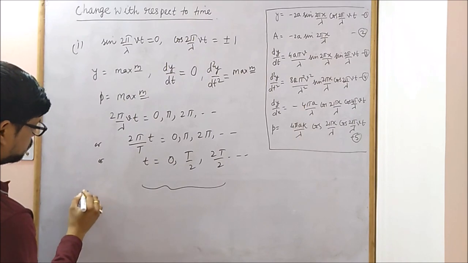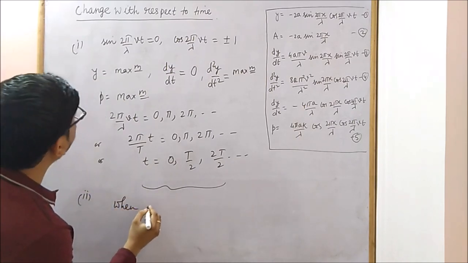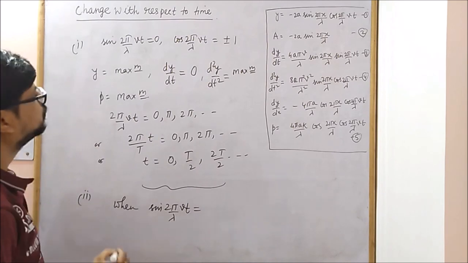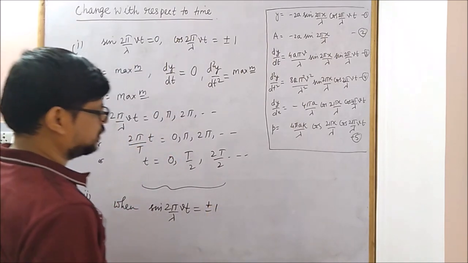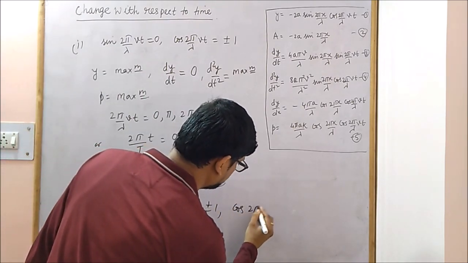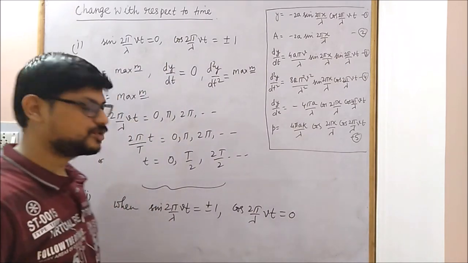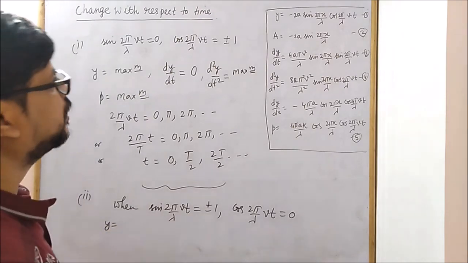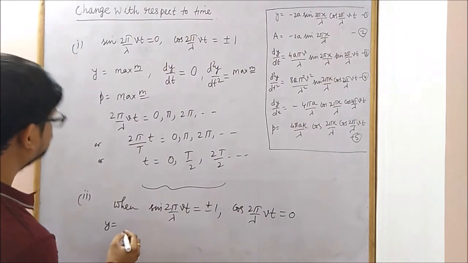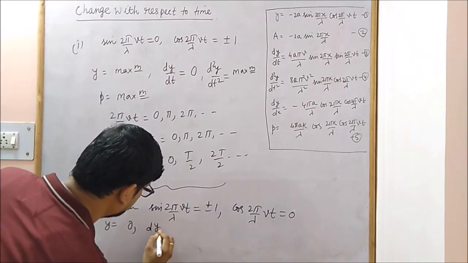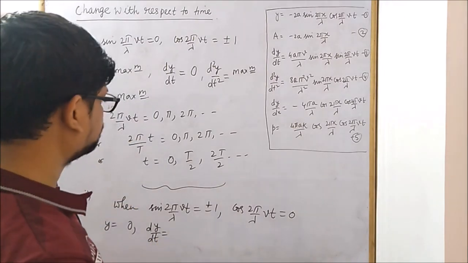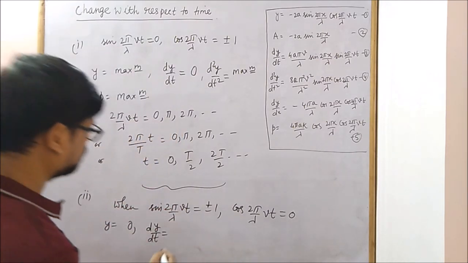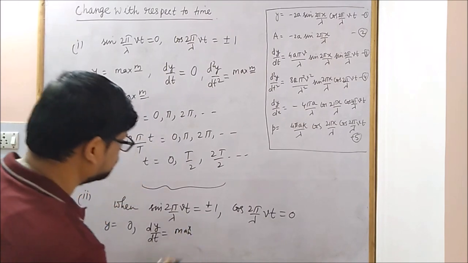Now, case two, when sine 2 pi by lambda vt equal to plus minus 1. In this case, cos 2 pi by lambda vt will obviously be 0. So in this case, displacement y will be equal to 0. Particle velocity dy by dt will be maximum.